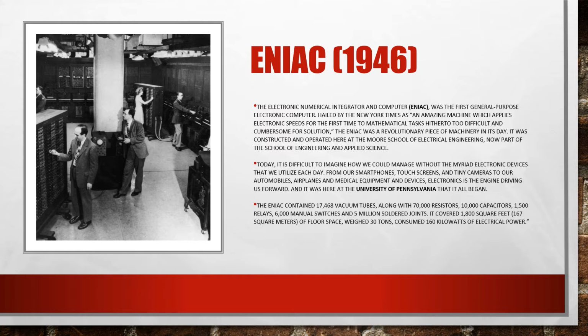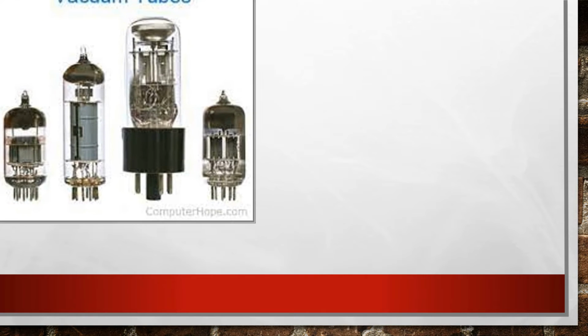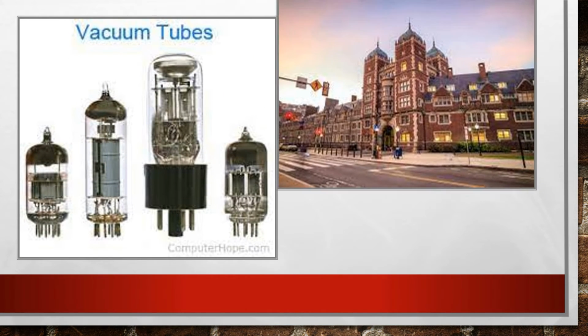The ENIAC contains 17,468 vacuum tubes, along with 70,000 resistors, 10,000 capacitors, 1,500 relays, 6,000 manual switches, and 5 million soldered joints. It covered 1,800 square feet, equivalent to 167 square meters of floor space, with 30 tons, and consumed 160 kilowatts of electrical power. And in this picture, this is the vacuum tubes, and this is the University of Pennsylvania.